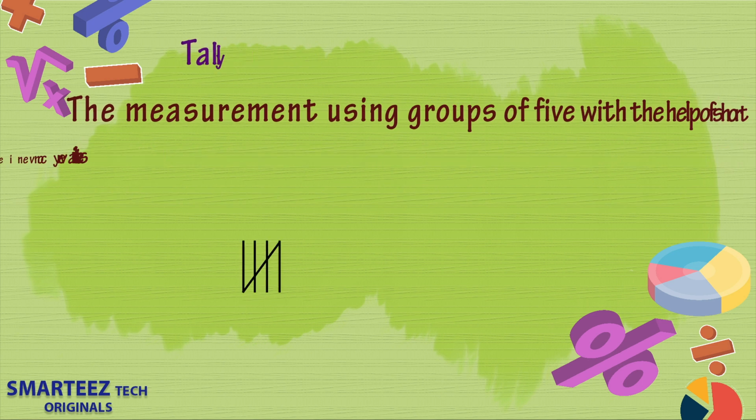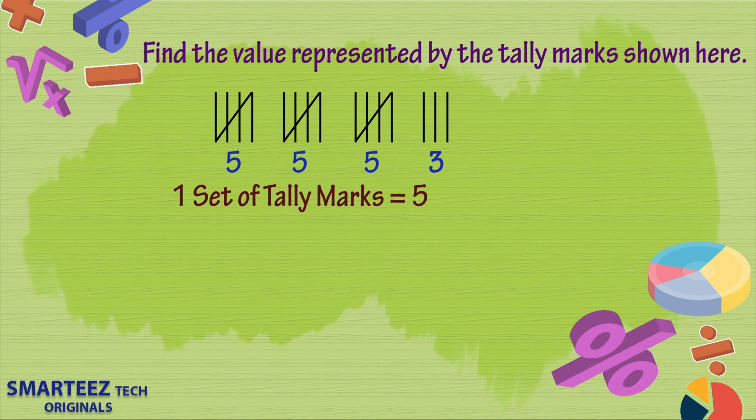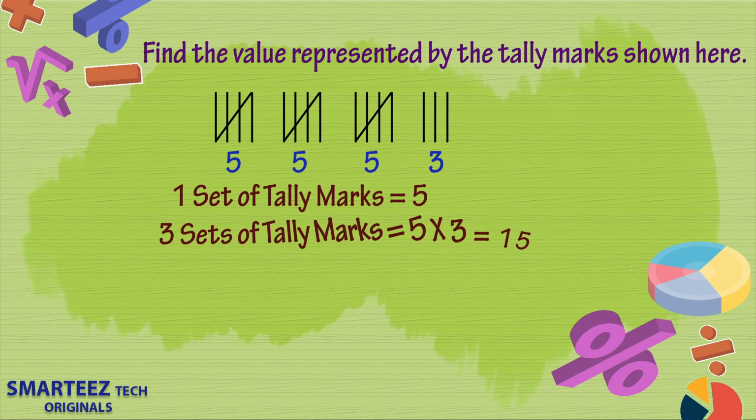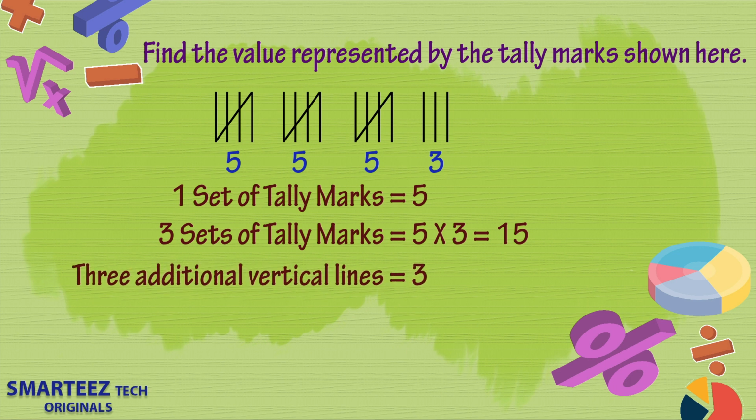Let's do an exercise. Find the value represented by the tally marks shown here. We know each set here represents 5, and there are 3 such sets followed by 3 vertical lines. One set of tally marks equals 5. 3 sets of tally marks equals 5 times 3, which equals 15. 3 additional vertical lines equals 3. So the total equals 15 plus 3 equals 18.